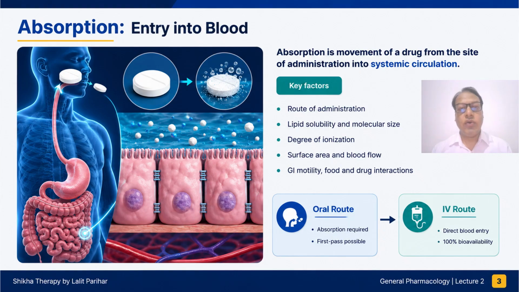Now compare the oral route with the intravenous route. After oral administration, the drug must first dissolve and then cross biological membranes before entering the blood circulation. Therefore, absorption is required and the drug may also undergo first pass metabolism. In contrast, after intravenous administration, the drug directly enters the systemic circulation. So, no absorption step is required and the bioavailability is considered 100%.